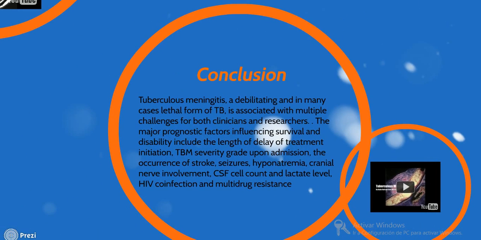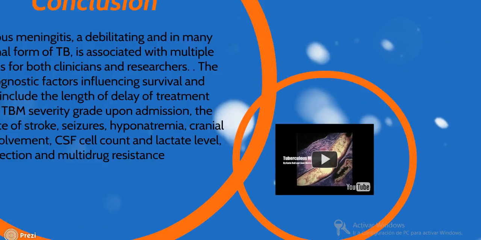And the conclusion: tuberculous meningitis, a debilitating and in many cases lethal form of TB, is associated with multiple challenges for both clinicians and researchers. The major prognostic factors influencing survival and disability include the length of time to treatment initiation, TB severity grade upon admission, the presence of stroke, seizures, hyponatremia, cranial nerve involvement, cell count and lactate level, HIV infection and multi-drug resistance.